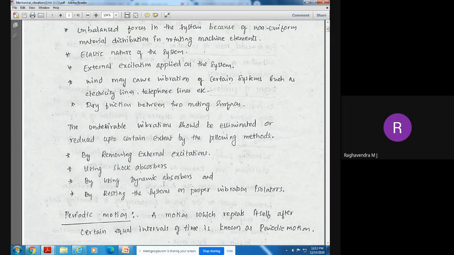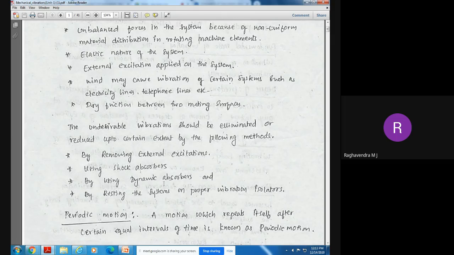Next, using shock absorbers. You might have seen shock absorbers in bikes, automobiles and so on. Whatever road shock is there, which can be due to irregularity in the road surface, shocks are generated from the road surface, and that is prevented by the shock absorbers in vehicles or automobiles.